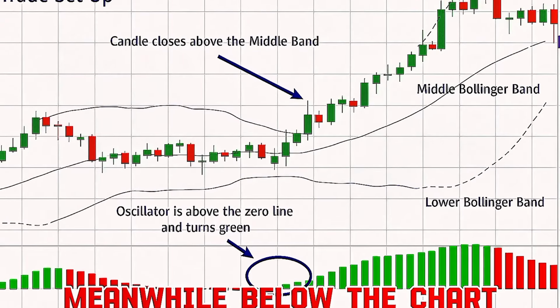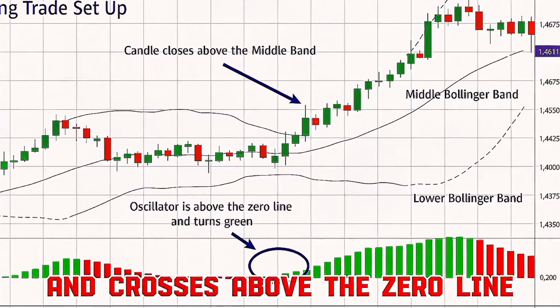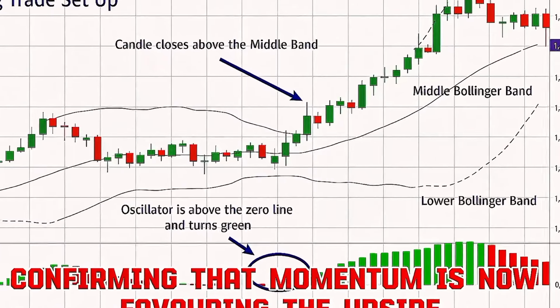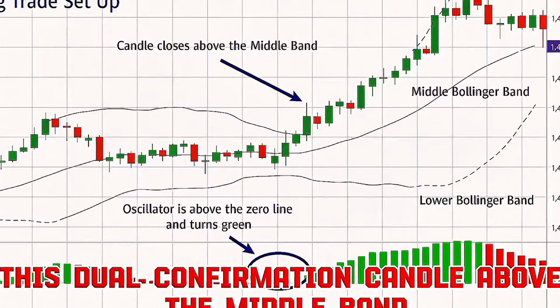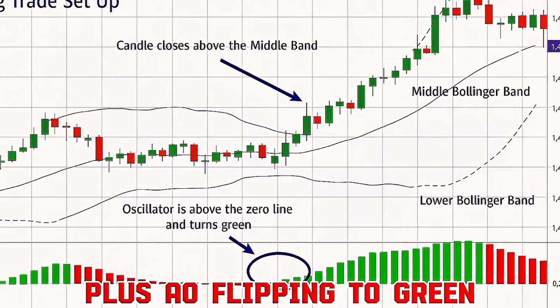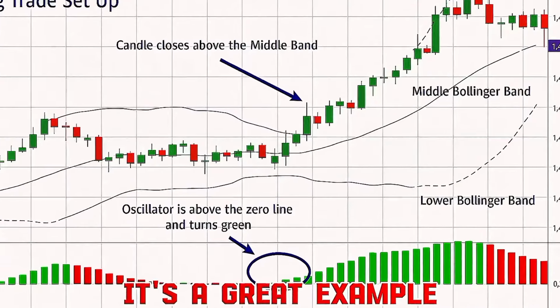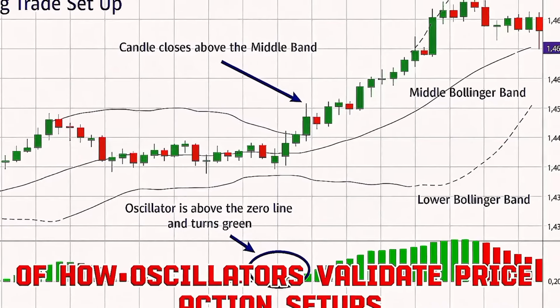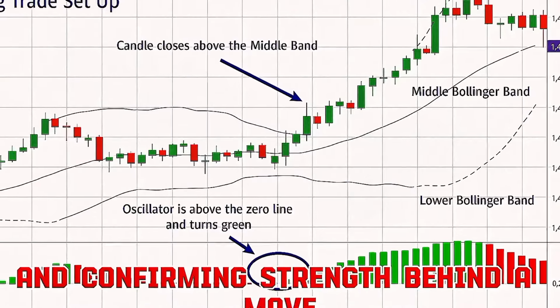Meanwhile, below the chart, the Awesome Oscillator turns green and crosses above the zero line, confirming that momentum is now favoring the upside. This dual confirmation, candle above the middle band plus AO flipping to green, makes for a high probability long trade. It's a great example of how oscillators validate price action setups, filtering out noise and confirming strength behind a move.